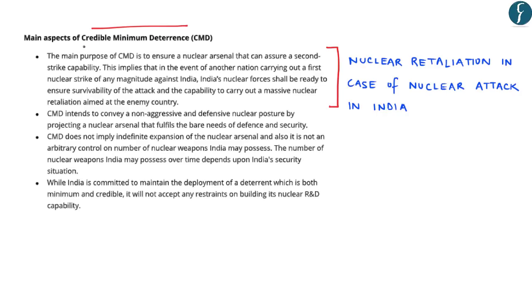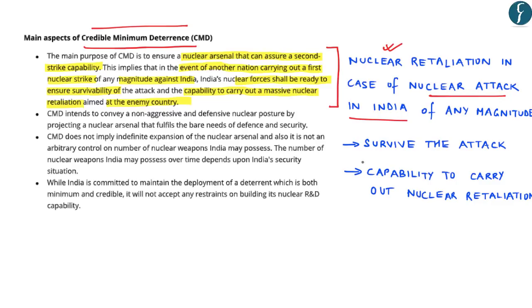Now, the main aspect of credible minimum deterrence is nuclear retaliation in case of any nuclear attack on India of any magnitude. The main purpose of credible minimum deterrence is to ensure a nuclear arsenal that can assure a second strike capability, which means that in the event of another nation carrying out a first nuclear strike of any magnitude against India, India's nuclear forces shall be ready to ensure survivability of the attack and the capability to carry out a massive nuclear retaliation aimed at the enemy country.